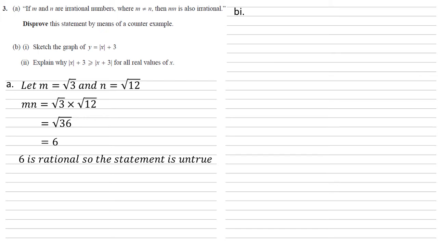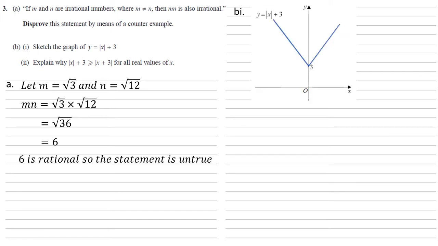So for part B, we want to sketch the graph of y equals modulus x plus 3. So for positive values of x, this is going to be the same as y equals x plus 3. So we've got a straight line with a gradient of 1 going through the y-axis at 3.